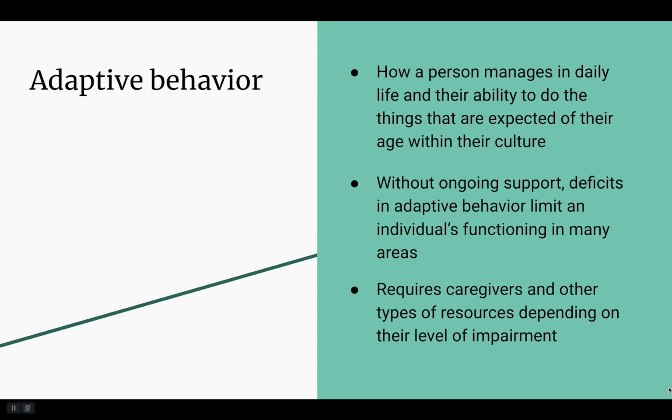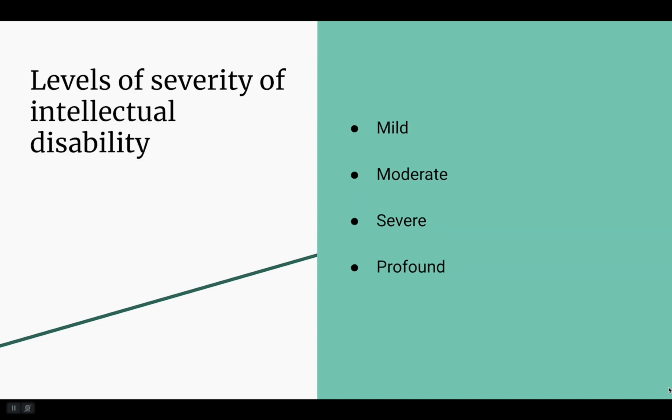A person without adequate adaptive behaviors requires caregivers and other types of resources depending on their level of impairment. As a nursing assistant, you may be providing most of their needed support. Levels of severity of intellectual disability and associated care needs can be categorized into mild, moderate, severe, and profound. It is important for nursing assistants to know what can be expected and how to care for individuals with these levels of disabilities.